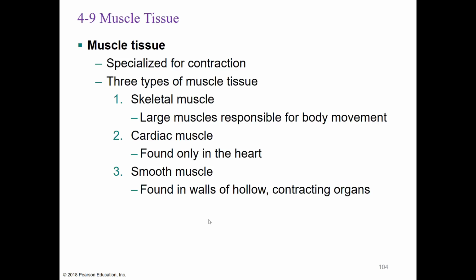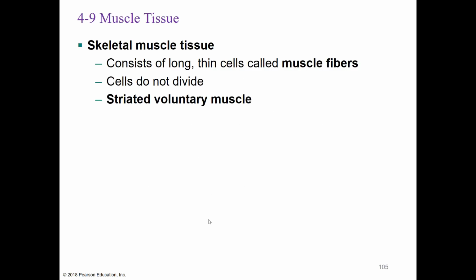Skeletal muscle tissue consists of long, thin fibers, which we call muscle fibers, and the cells do not divide. We also refer to them as striated, which means they have a striped appearance, and they are voluntary, which means you choose when you would like to use your skeletal muscles.